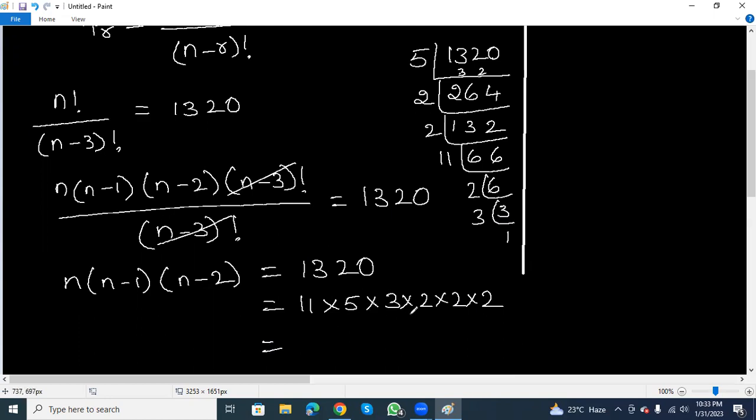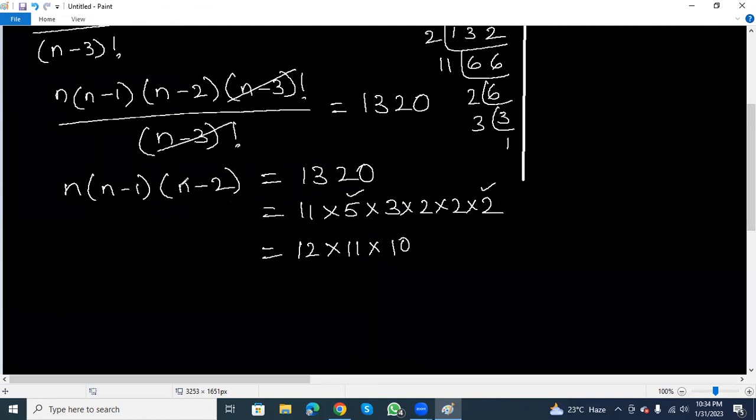Now we need to combine a few numbers and write this as a product of 3 consecutive numbers. See, 11 is there already. Let's keep it like that. 5 2s are 10. 3 2s are 6, 6 2s are 12. So we can write these numbers as 12, 11, 10. I multiplied these two, I took 11 as it is, and these three together make 12. So what is the n value then? If you compare either side of the equal to symbol, we can write the n value as 12. That's it.